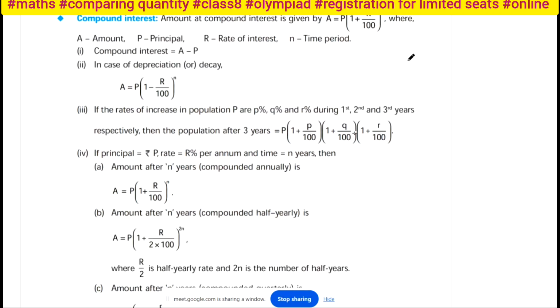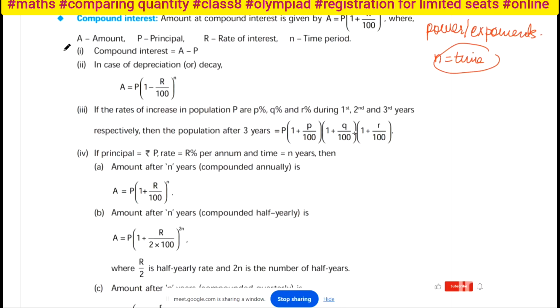Now see compound interest. What is compound interest? Compound interest is the quantity where we work on powers, or you can say exponents. How is it possible? See, I am talking about powers, meaning this quantity of n. And what is n? n is the time, beta. n is the time.